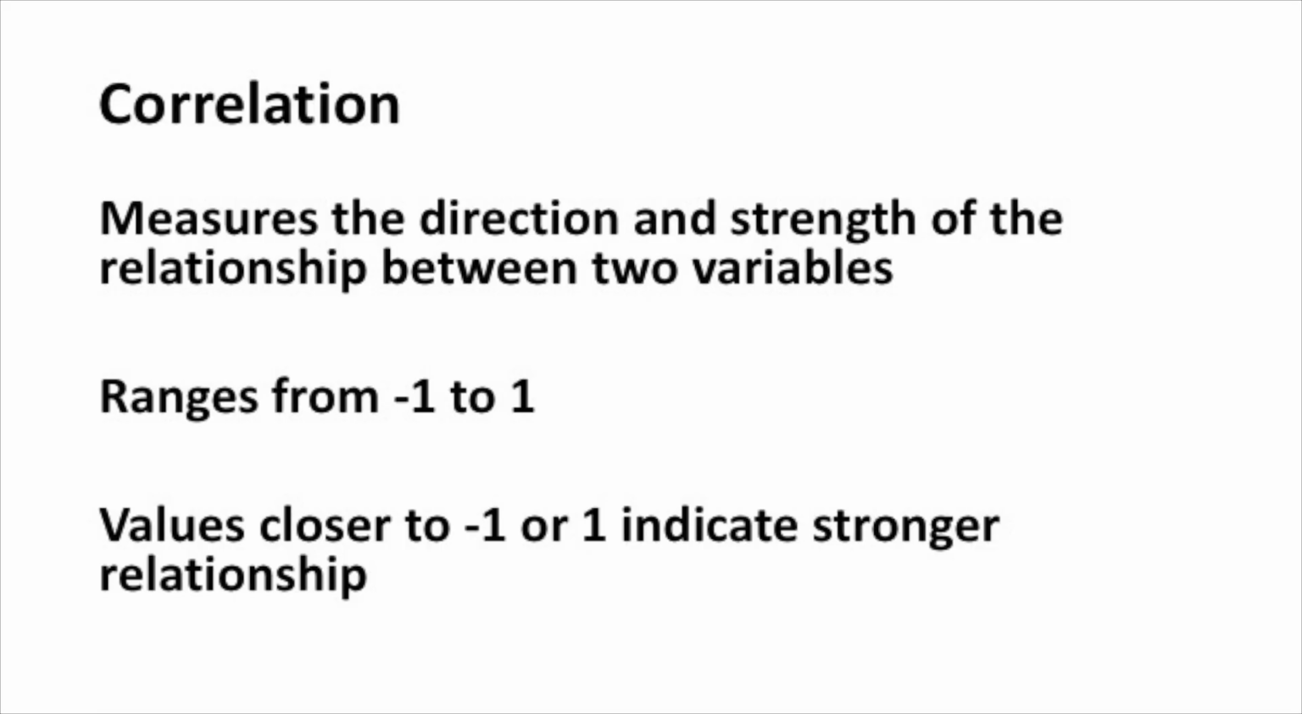A second statistic that we might use when we're studying the relationship between two variables is the correlation. The correlation measures the direction and strength of the relationship between two variables. The correlation ranges between -1 and 1, and values that are closer to either -1 or 1 indicate stronger relationships. The sign of the correlation tells you whether you have a positive or negative relationship.